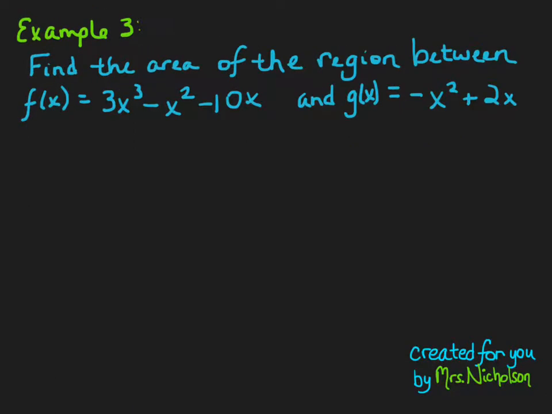I've got one last example for us. Find the area of the region bound between f of x is equal to 3x cubed minus x squared minus 10x, and g of x equals negative x squared plus 2x. Now this is a question that you can do in your calculator. So if you want to get out your calculator and enter those two functions, one of them into f1 and the other one into f2. And when you do that, we're going to get a graph.